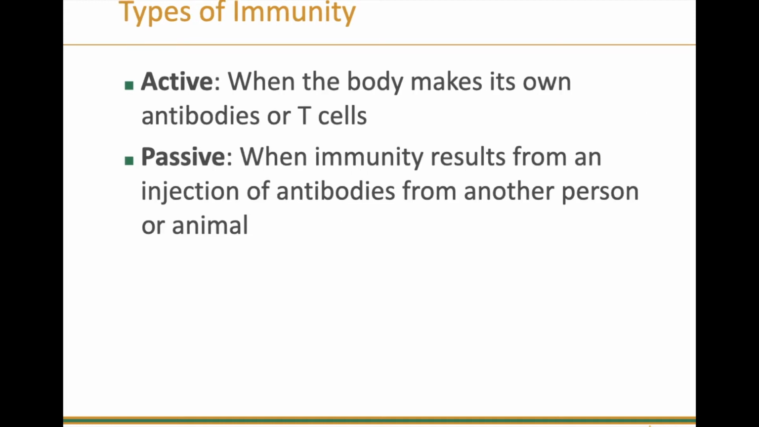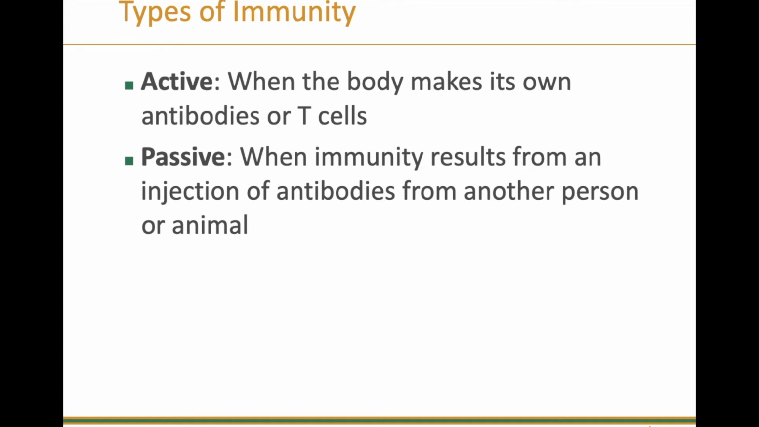So we need to compare and contrast active and passive immunity and describe what a vaccine is and what it does. So active immunity is when the body makes its own antibodies or T cells. So this happens when you get sick. You make antibodies or T cells in response to this pathogen and you destroy it. Passive immunity is when you receive antibodies from another person or from an animal. So passive immunity can happen naturally. A fetus acquires antibodies from the mother, or a baby gets antibodies through breastfeeding.